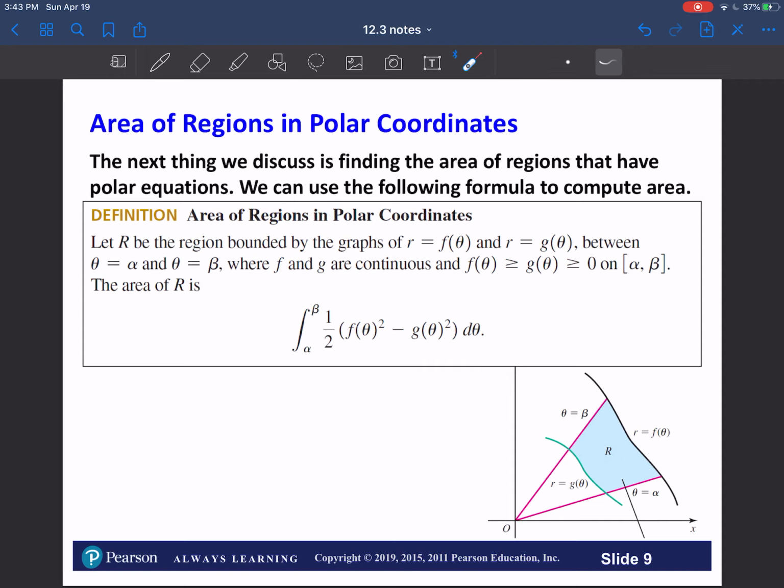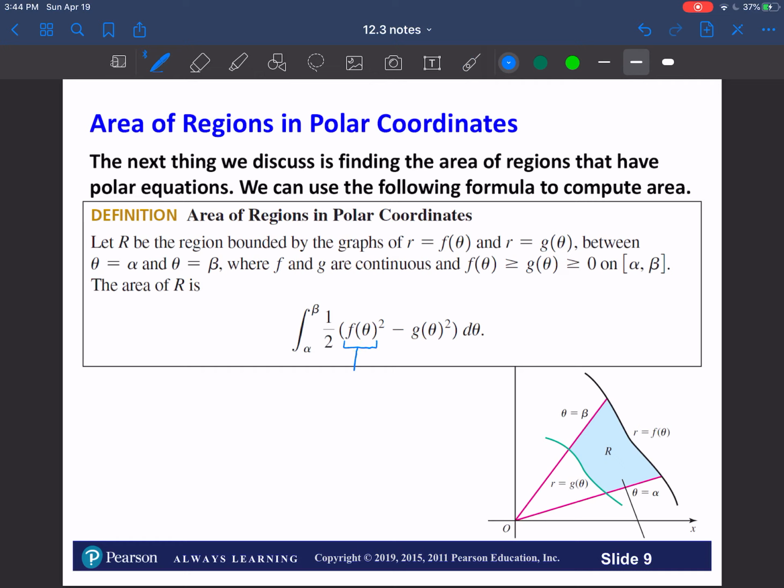If R is the region bounded by the graphs r equals f of theta and r equals g of theta, between the bounds of theta equals alpha and theta equals beta, where f and g are continuous, and f is greater than or equal to g, which is greater than or equal to 0 on this interval alpha beta, then the area of our region is given by this thing. All right? So the integral will be from alpha to beta of 1/2 times the outer function squared minus the inner function squared.